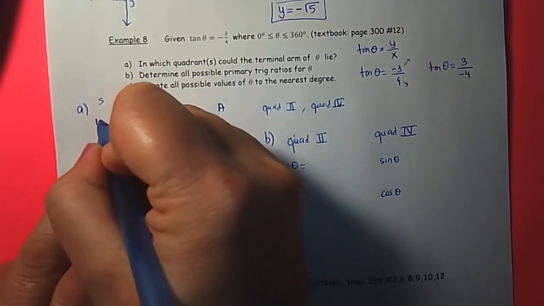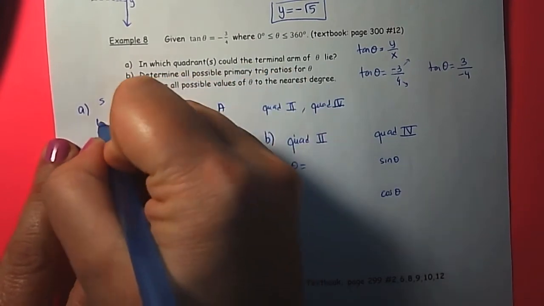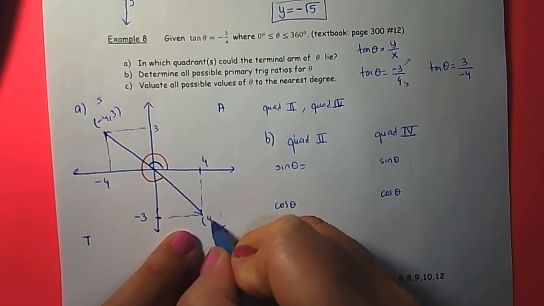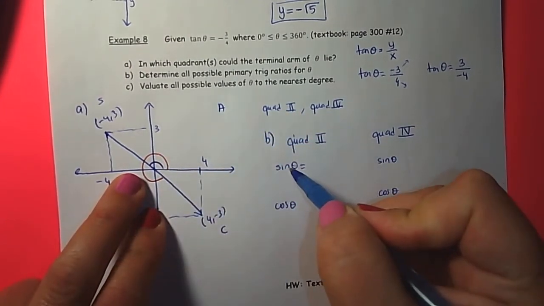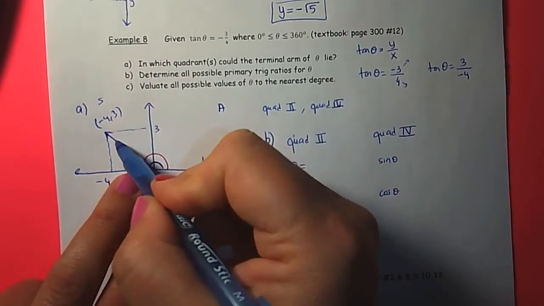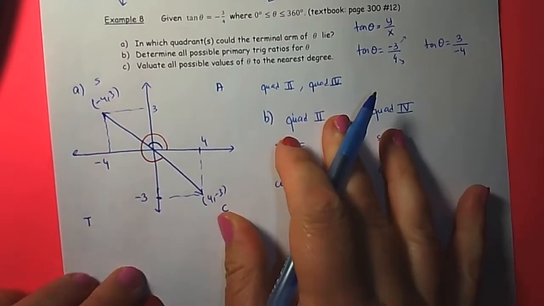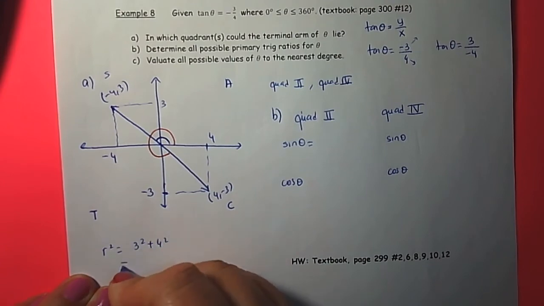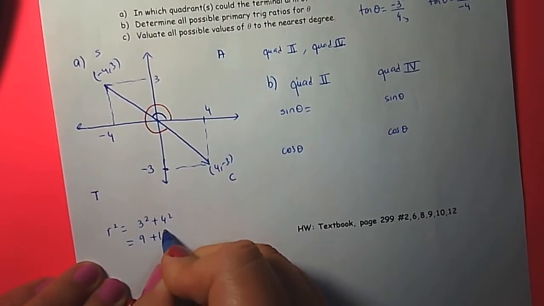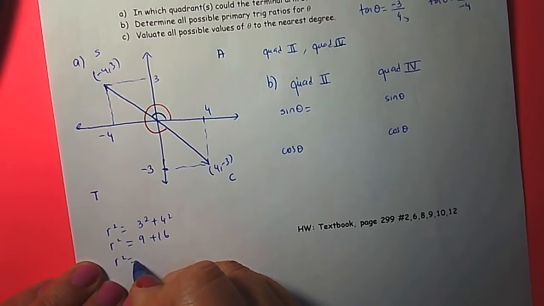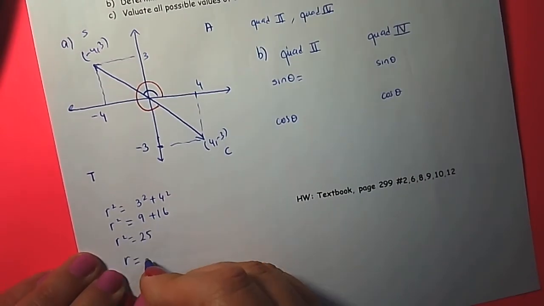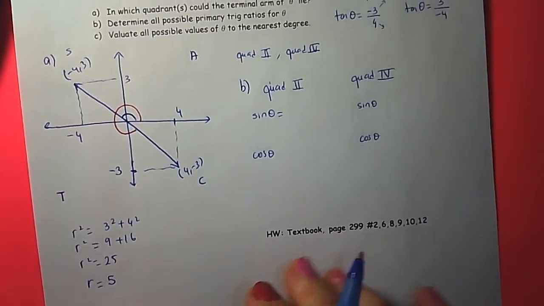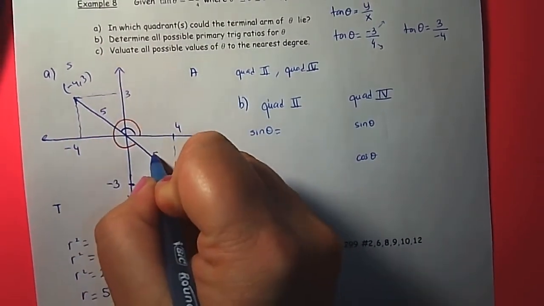So sine theta is y over r. This point is negative 4 and 3, and this point is 4 and negative 3. To get sine theta, we need to calculate the r value here. So r squared equals 3 squared plus 4 squared. So that gives us 9 plus 16, so that is 25. So square root of 25. Again, r is always positive, so we get positive 5. So r is 5 here.